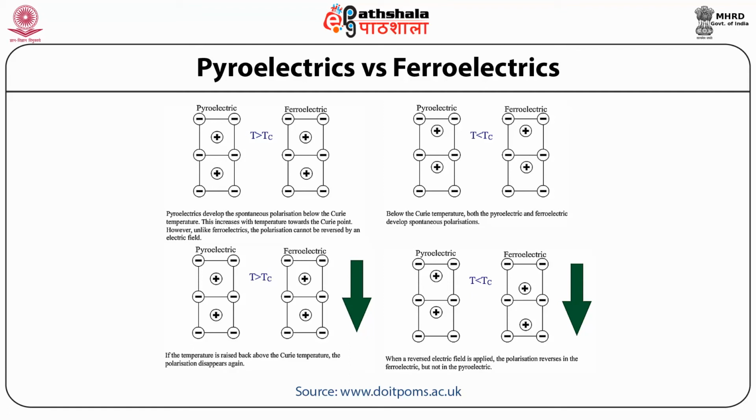Now, on the top right corner, you can again see a pyroelectric and a ferroelectric material, and below the Curie temperature, both of them develop spontaneous polarization. When a reverse electric field is applied, the polarization reverses in the ferroelectric but not in the pyroelectric material.